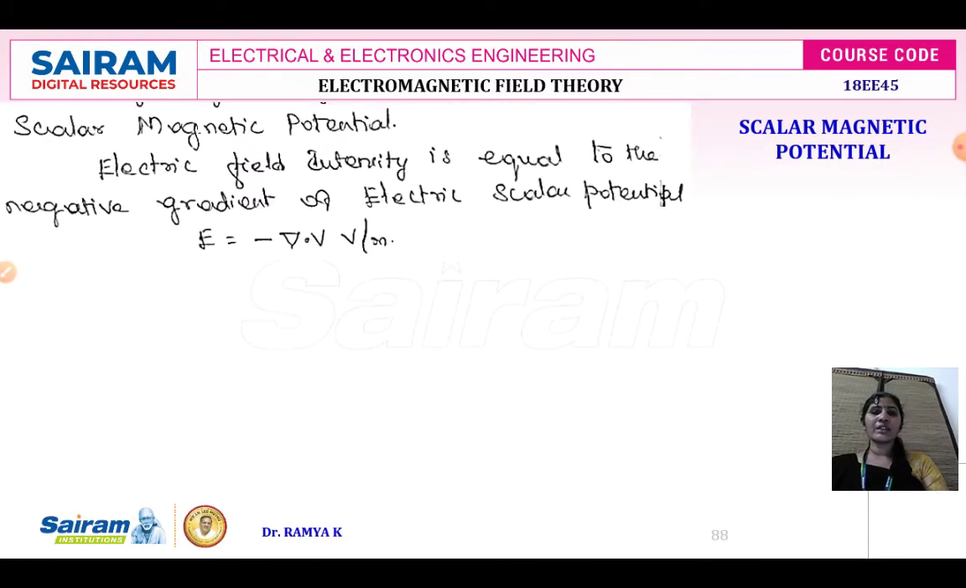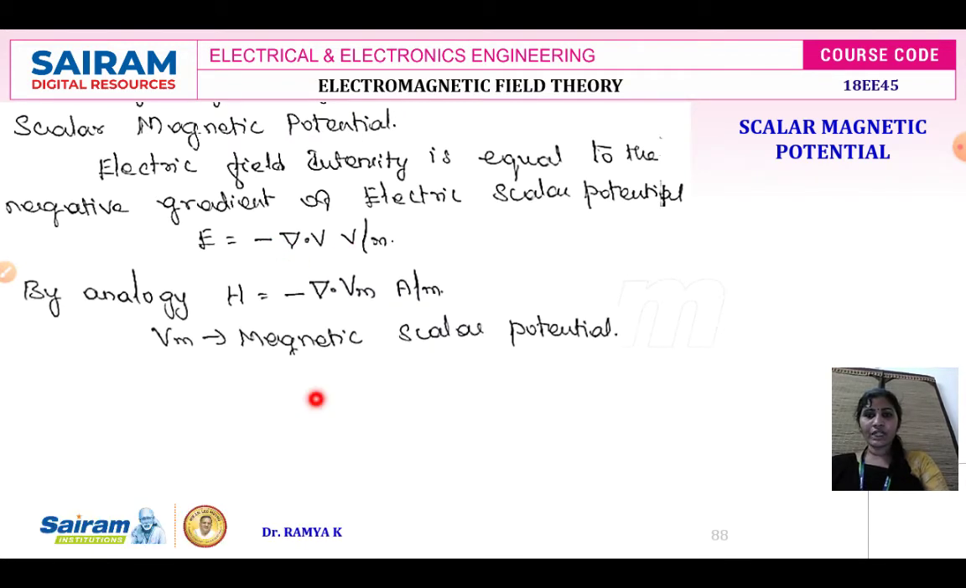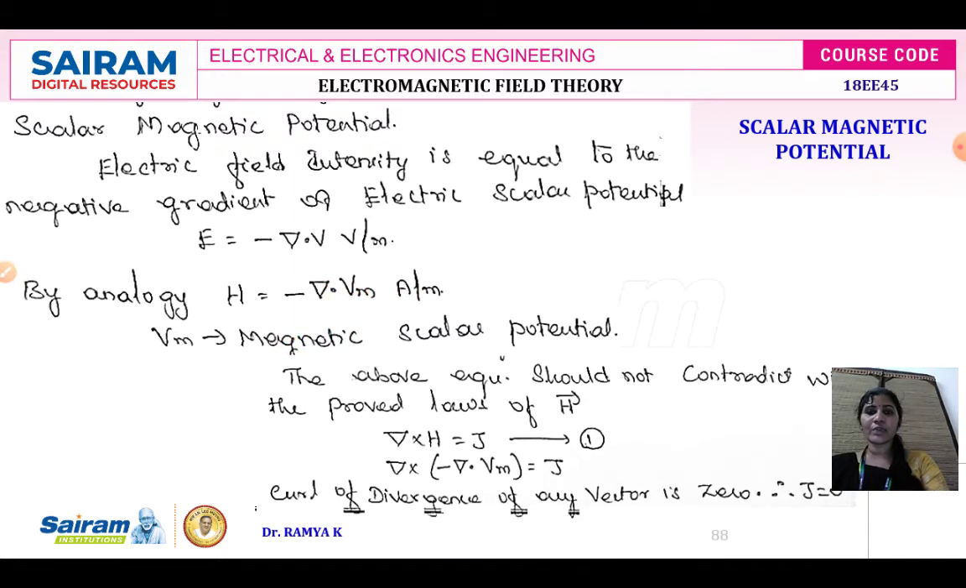Now the scalar magnetic potential definition: electric field intensity is equal to the negative gradient of the electric scalar potential, which we can write as E is equal to negative gradient of V. By analogy, we can write H is equal to minus grad Vm, where Vm is the magnetic scalar potential. Now the above equation should not contradict the already proven laws. Therefore, we can write curl H is equal to J. In the place of H, we can write negative gradient of Vm. The curl of the gradient of any scalar is equal to 0. Therefore, in this particular path, we will be getting 0.